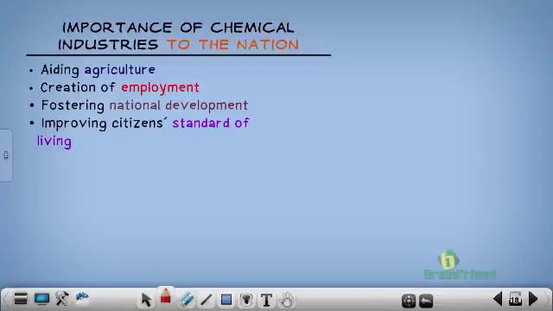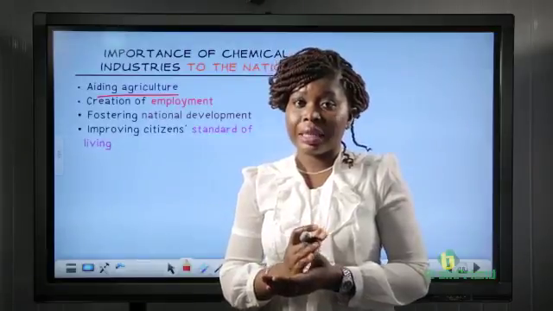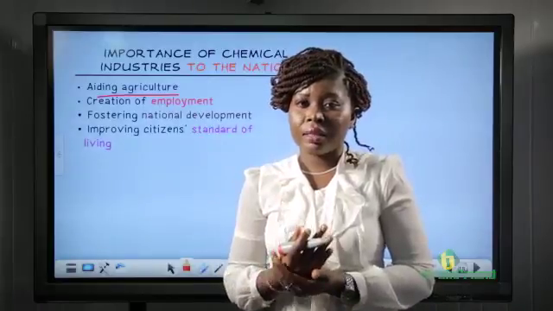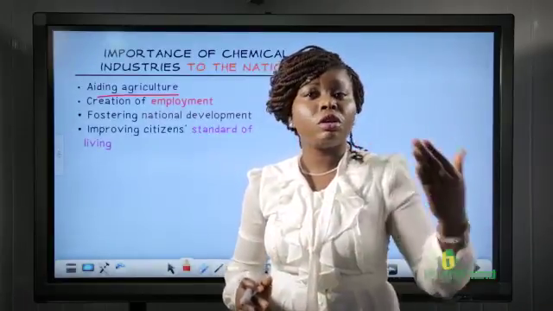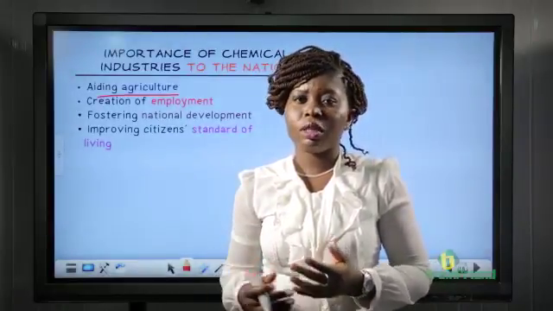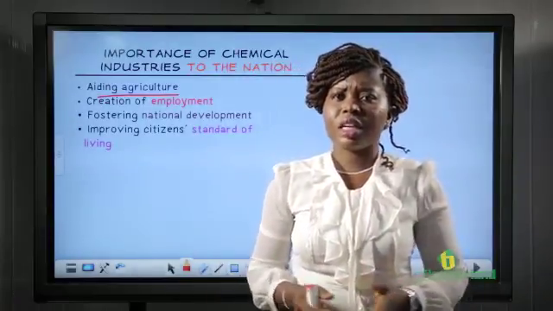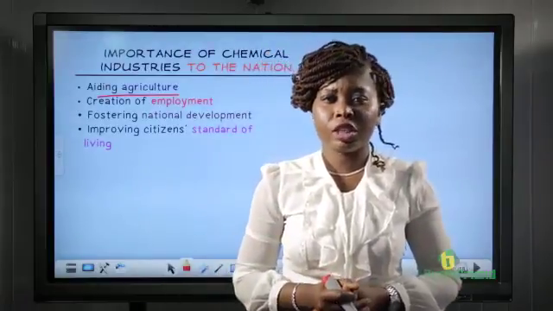As chemical industries are important to us as individuals, so also they are important to any nation at large. Aiding agriculture. How do they do this? Remember, we mentioned that one of the chemical industries is the fertilizer industry, constantly producing fertilizers that farmers can use to improve crop yield and the value of their crops. So that is one way. Another way is that chemical industries also make pesticides, insecticides, and herbicides that farmers can use to prevent the action of pests and diseases on their farms.